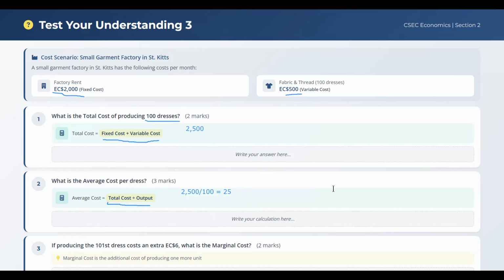The last question. If producing the 101st dress cost an extra $6, what is the marginal cost? Repeat, sir. If producing the 101st dress will cost you an extra $6, what is the marginal cost? 6. That $6 extra that is costing you will be the marginal cost.